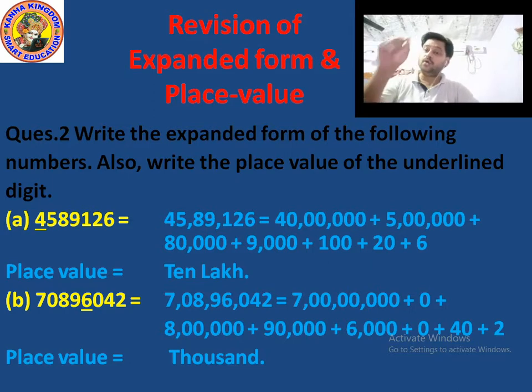Now your thousands period starts, and in thousands period which digit is in thousands place? 6 in thousands place. And which digit in ten thousands place? 8 or 9? Yes, 9 in ten thousands place, not 8. Now make another comma. Thousands period over. Now move to lakhs period.